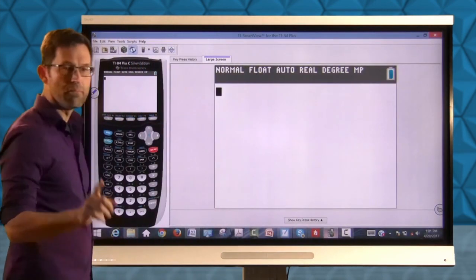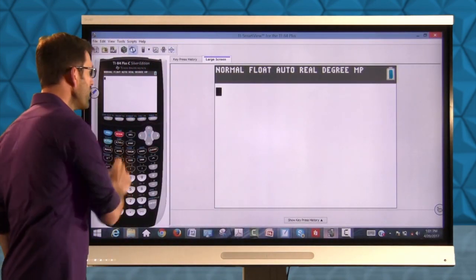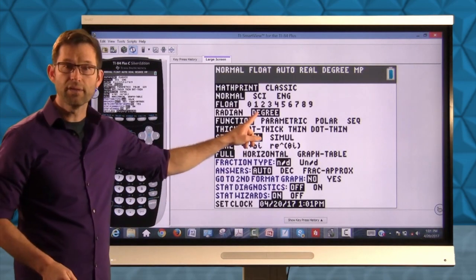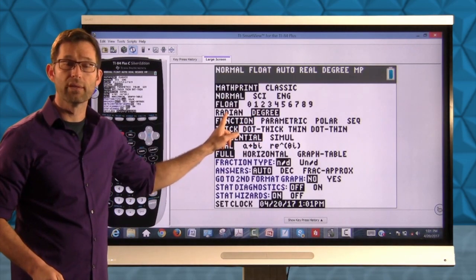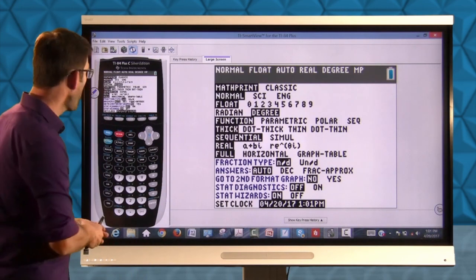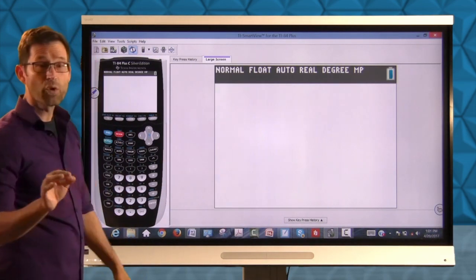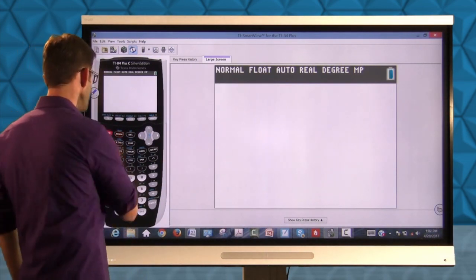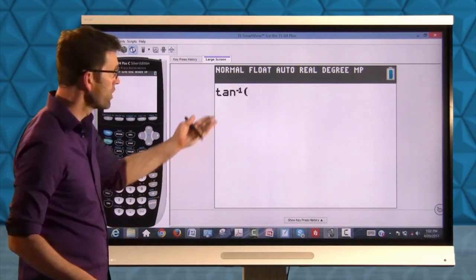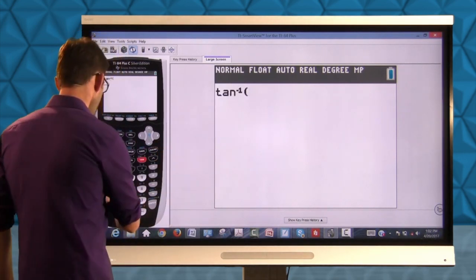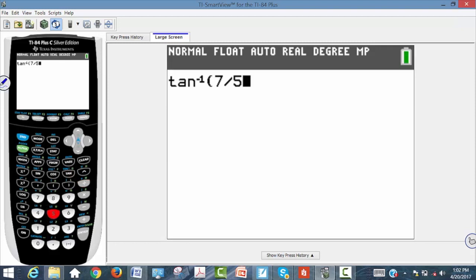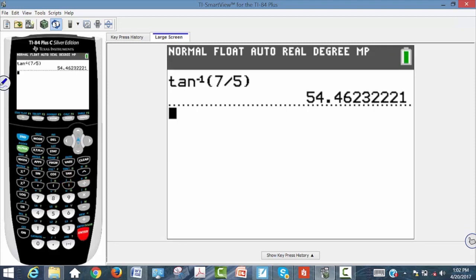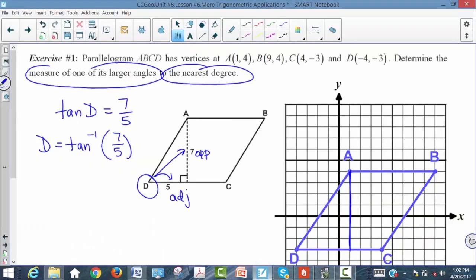As always, make sure your calculator is in the right mode. It probably is. Mine is. It's in degree mode. Make sure the radians aren't highlighted. And now I need to find the inverse tangent of 7/5. So I hit second, tangent. There it is, inverse tangent. I enter my trig ratio, 7/5. And it looks like D is 54.46. I'll say 54.5 degrees for right now.